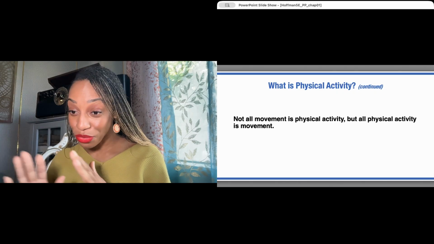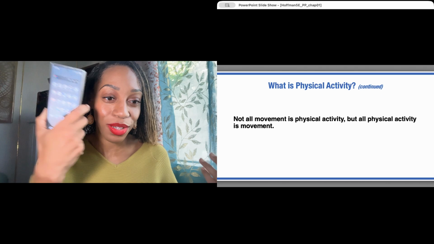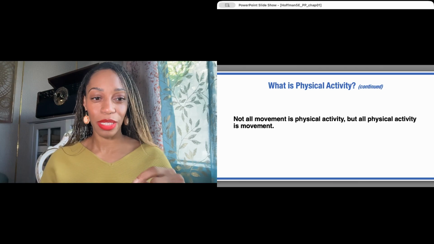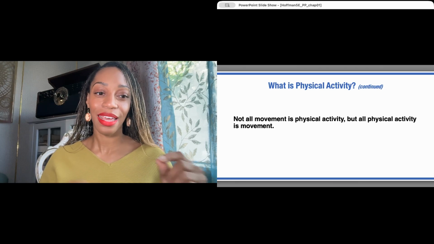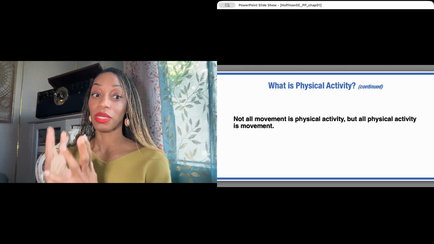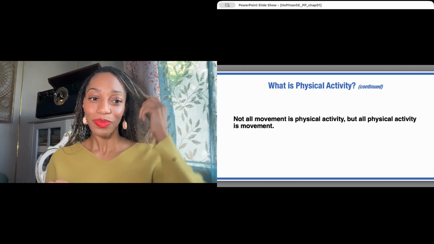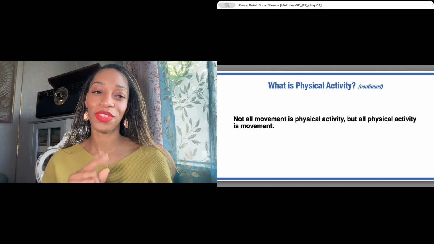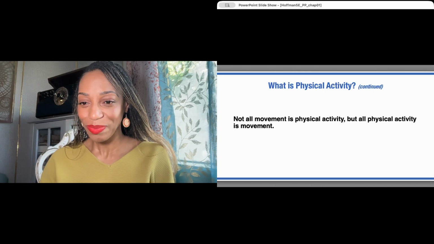You can move. I pick up my phone. I snap my fingers, but that's not physical activity. There has to be a purpose and intention behind it that is directed towards a measurable, achievable, reasonable SMART goal. Now, all movement is not physical activity, but all physical activity involves movement, okay? All right.